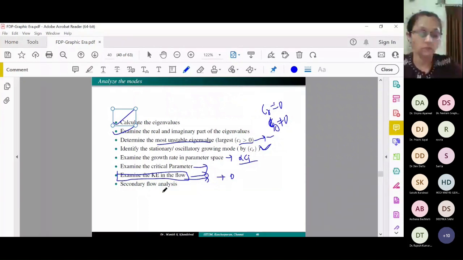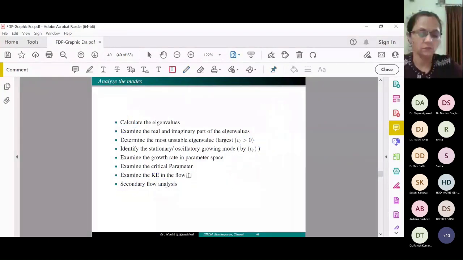And the last one is the flow features. We have to see what happens with respect to the flow features, which we can call the secondary flow analysis in the linear stability analysis. So these are basically a few analyses that those working in fluid mechanics can easily identify once the Ci is obtained.